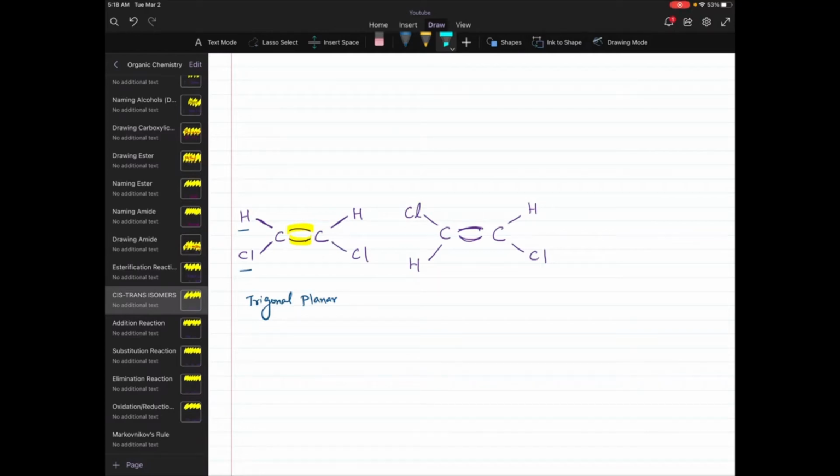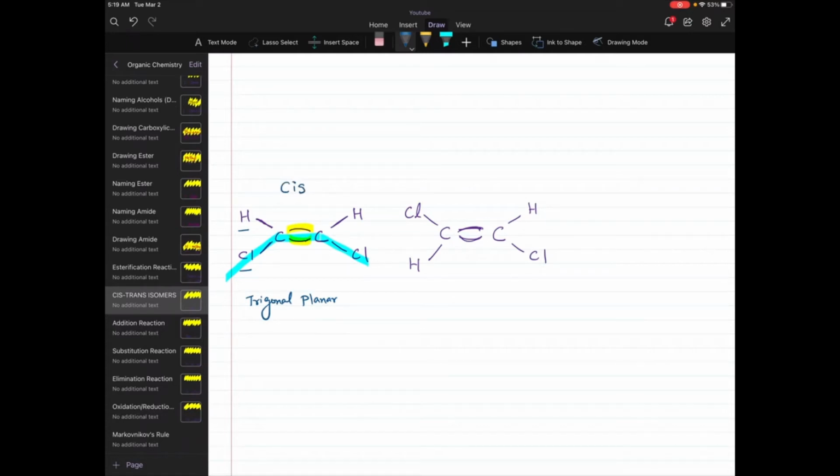So in the first case, we have a higher priority group at the bottom, across, and at the bottom. So both the groups are on the same side, below the double bond, below the carbon, same side. And this is considered a cis configuration.